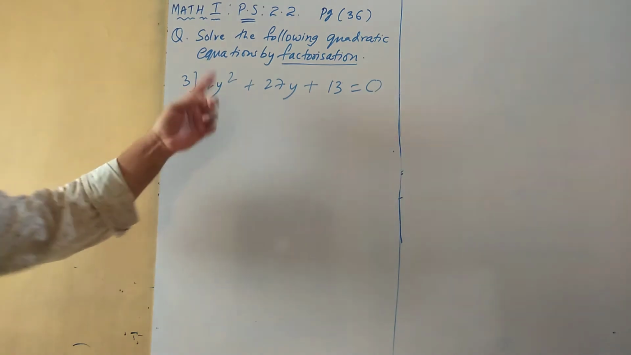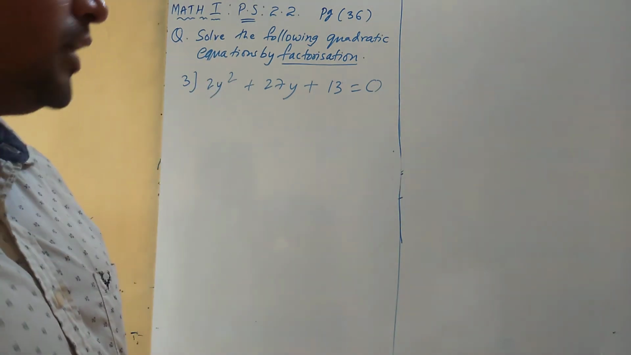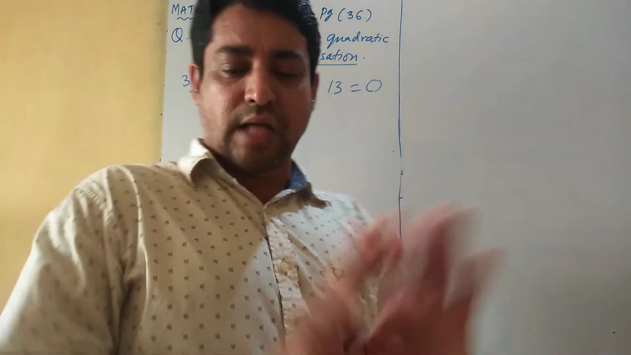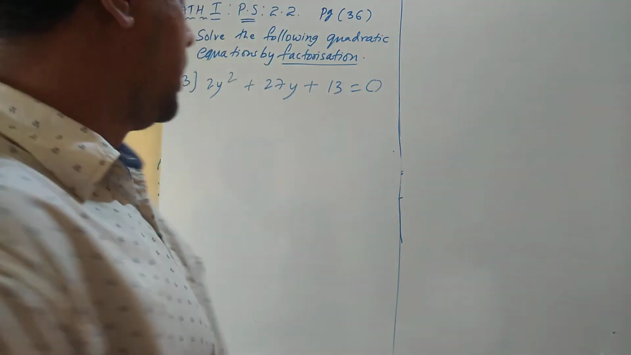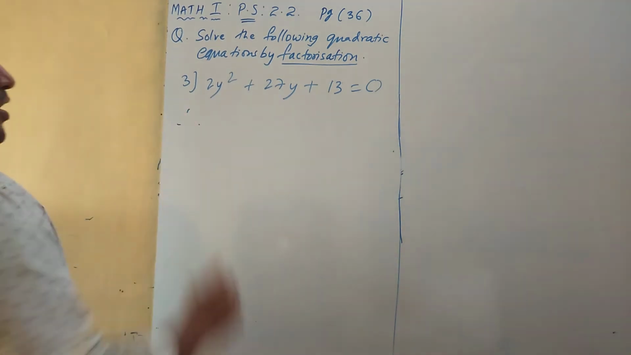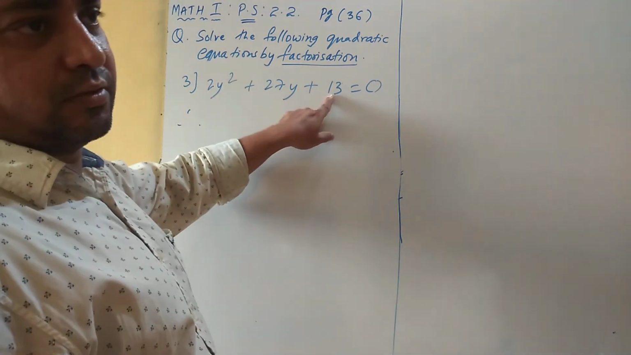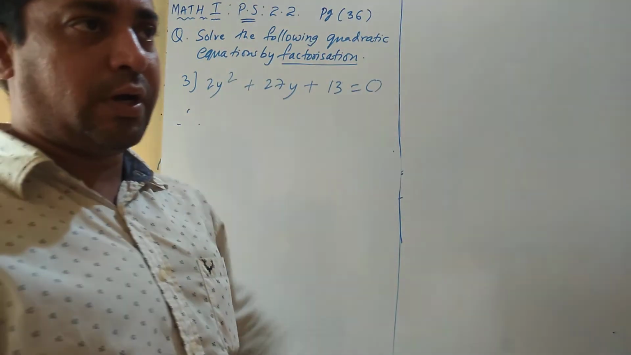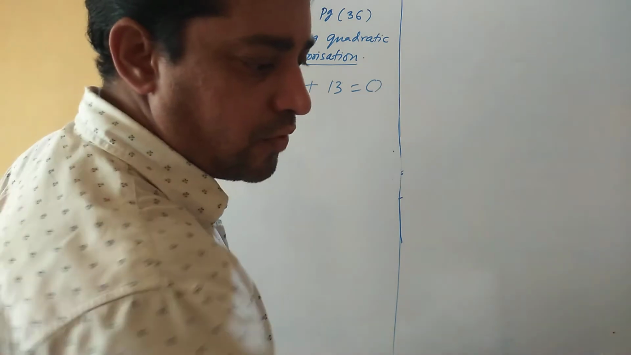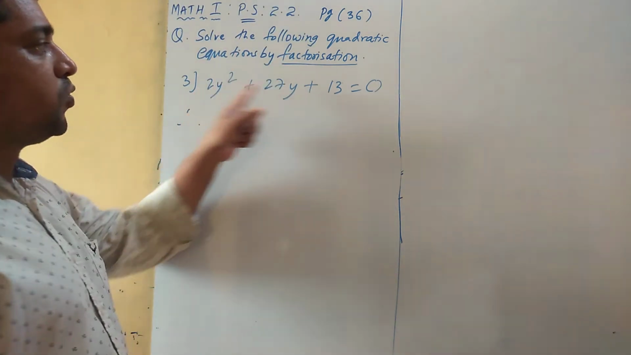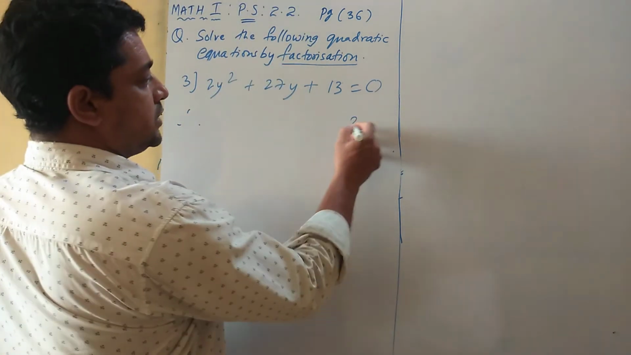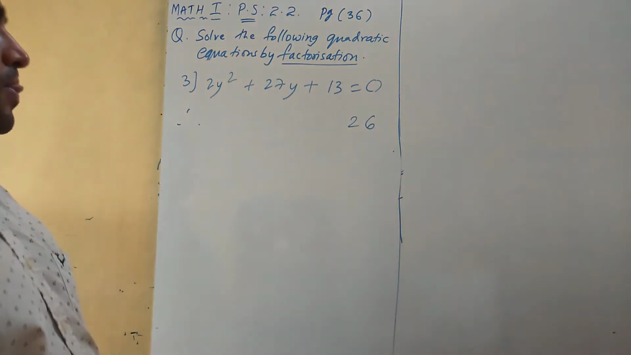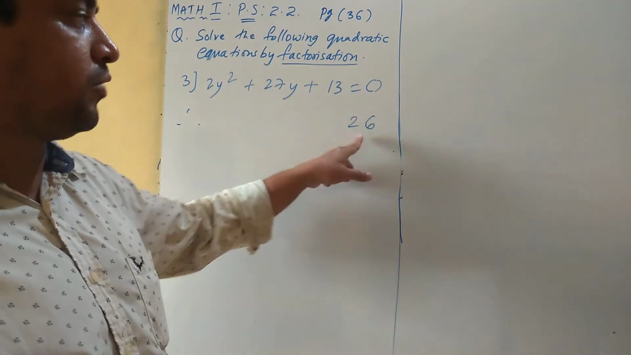Now here we are having 2y square. The variable has changed. That doesn't matter. But we are having 2y square. So that's the only difference. Otherwise the method is the same. That means now here the product will be 2 into 13. Earlier we used to get 1 into 20, 1 into 54. Here we are getting 2 into 13, that is 26. So now when you find the product by splitting the middle term, you should get 26.